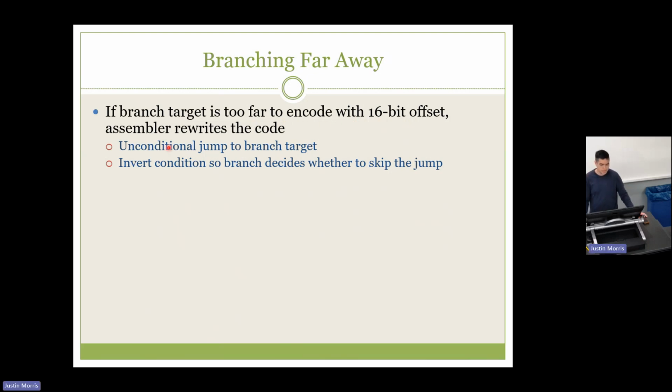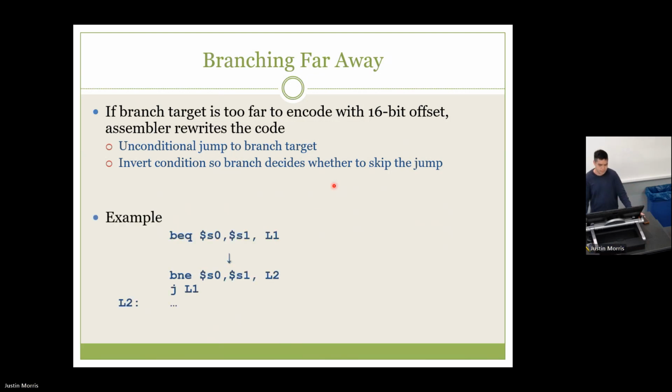But what if we need to reach somewhere that is too far for the 16-bit offset? What the assembler will do is it will rewrite the code. So it turns the branch into an unconditional jump, because with the unconditional jump we can go further. And then it just inverts the branch condition to decide whether to skip the jump or not.